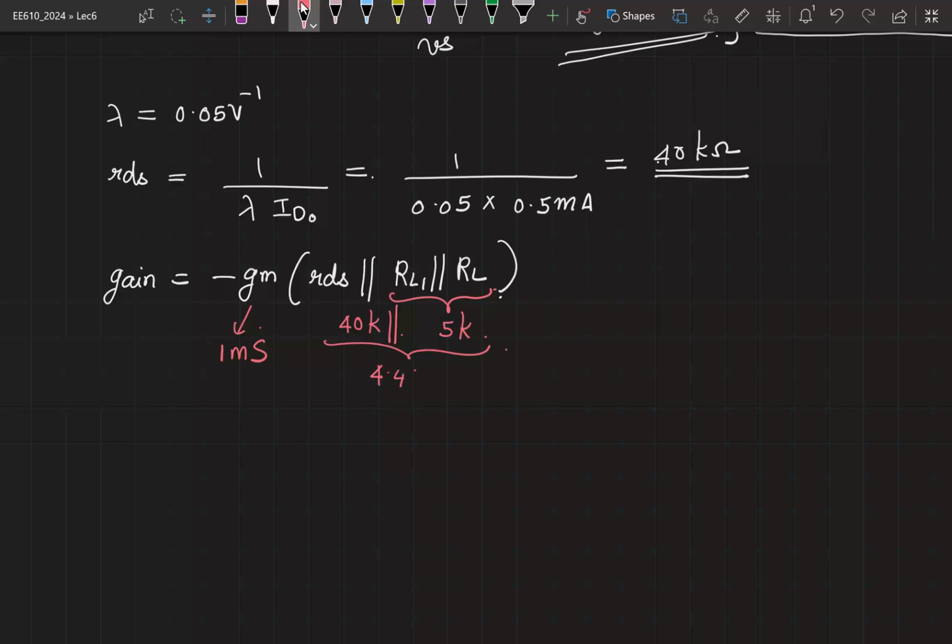This is 4.44 kilo ohms. So what is the new gain? So we are making an error. How much is this? 4.4. What is the unit? Right, it's minus. So earlier you had minus 5 as your gain, now your gain has reduced.